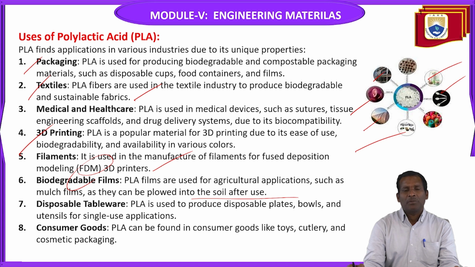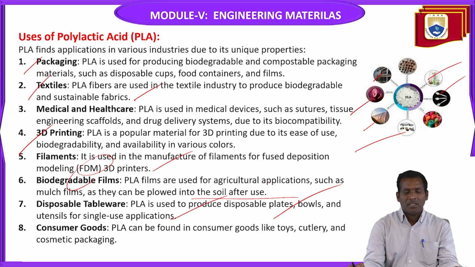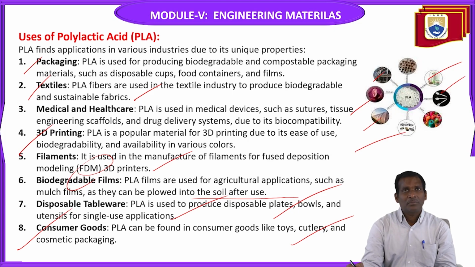Disposable tableware: PLA is used to produce disposable plates, bowls, and utensils for single-use applications. So whenever required, for single-use applications, use and throw. The consumer goods: PLA can be found in consumer goods like toys, cutlery, and cosmetic packaging. So these are uses of polylactic acid material.